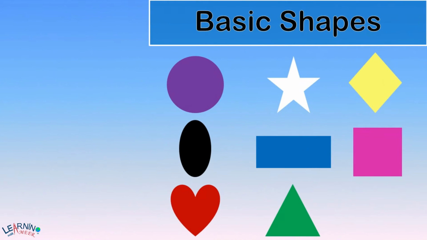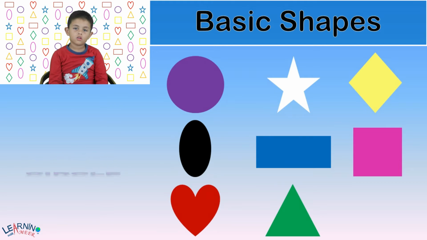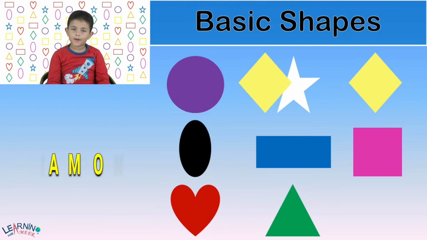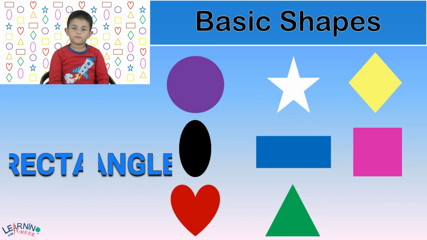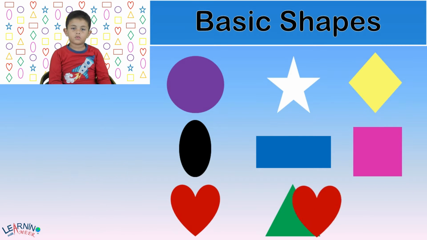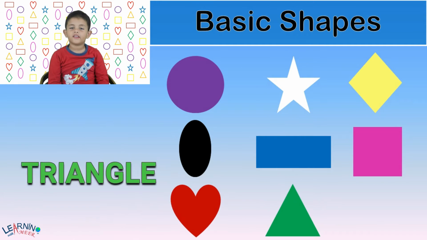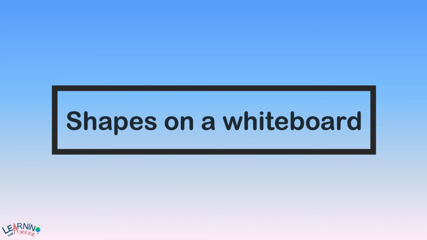Let's look at the shapes one last time. Circle, star, diamond, oval, rectangle, square, heart, triangle. Let's draw shapes on a whiteboard.